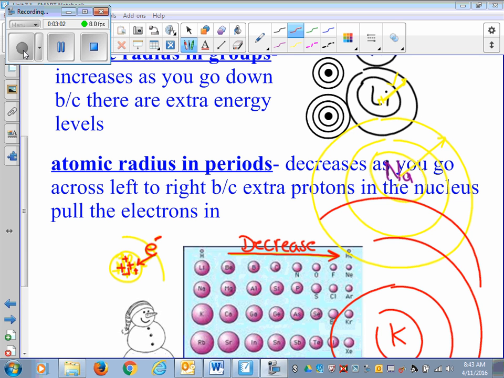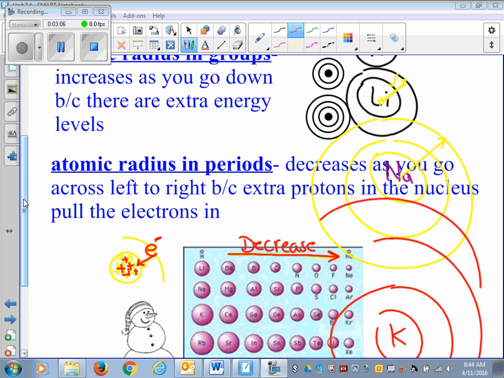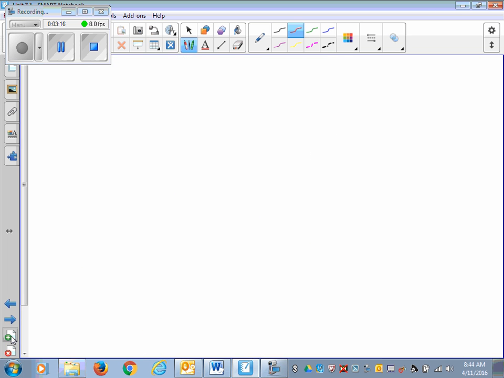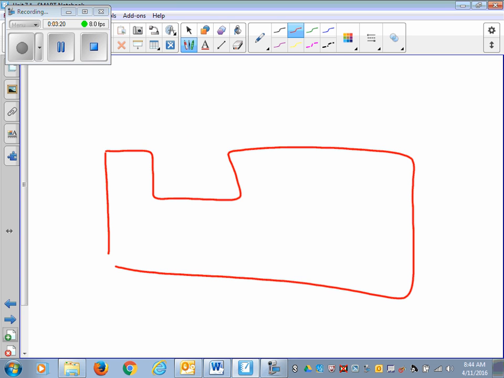So that's all the trend you need to know. What happens to the atomic radius in the period, it decreases. And what happens to the atomic radius in the group, it increases. That's all you need to memorize. And if you memorize radius, it becomes easier for the rest of the trends. It is going to increase down and decrease across.